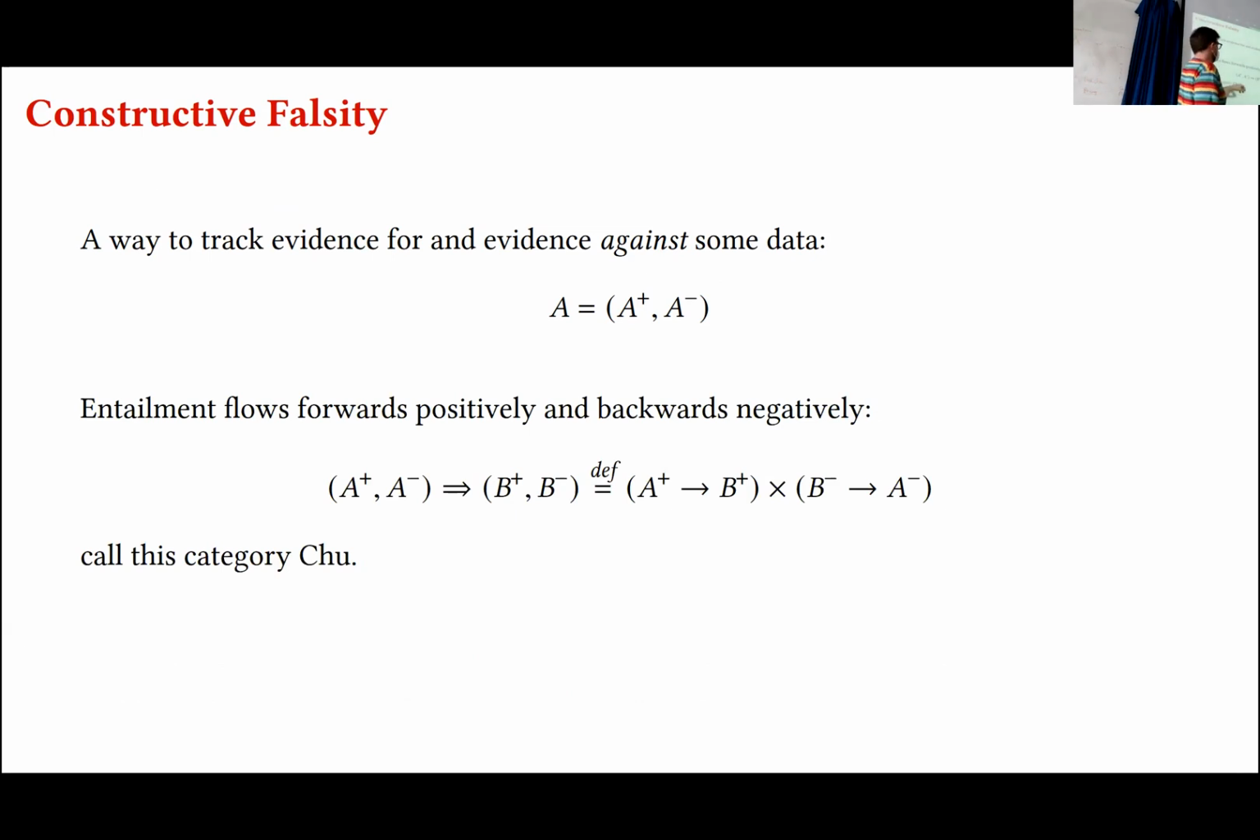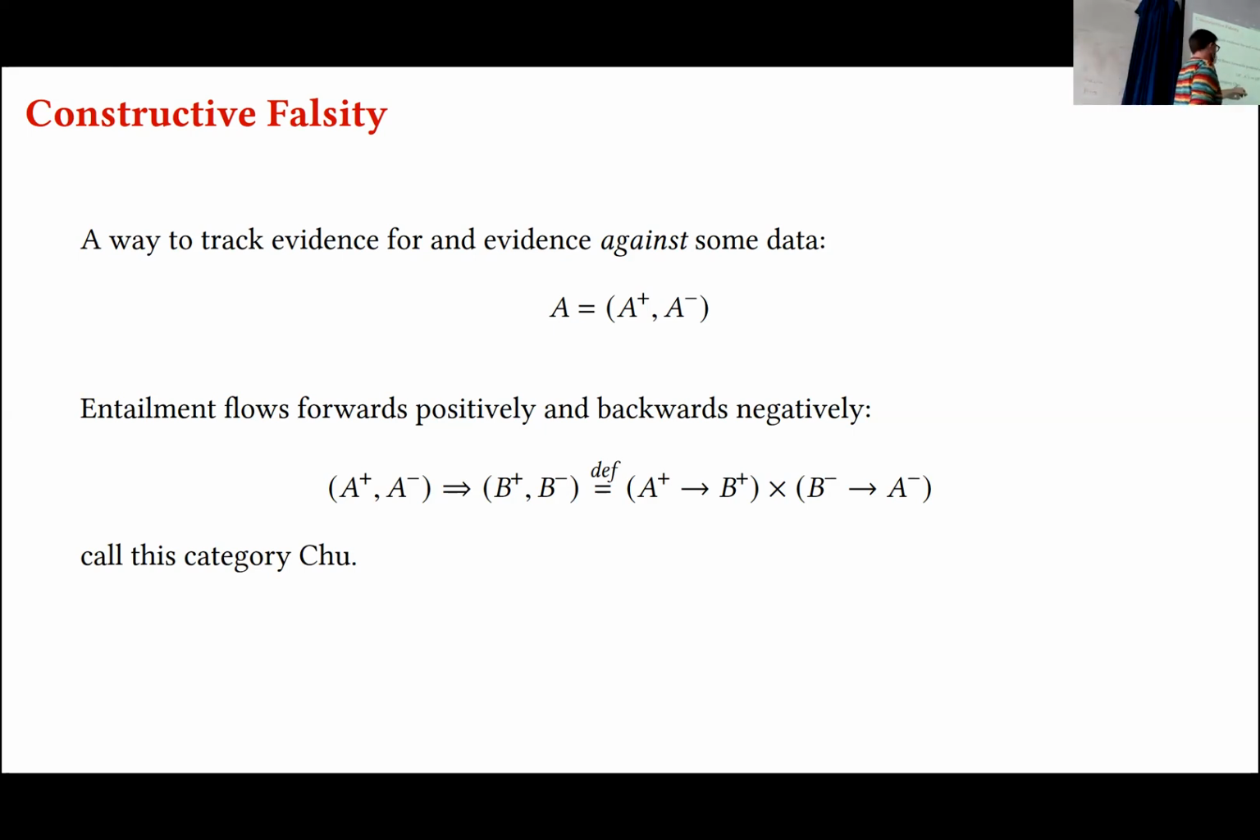And this is captured in the notion that we're going to use of morphisms between these, or entailment, where the positive information flows forwards, from A plus to B plus, while the negative information flows backwards from B minus to A minus. Okay, so we push the positive information forwards, and we get the negative information going backwards. It's a kind of bidirectional flavor.